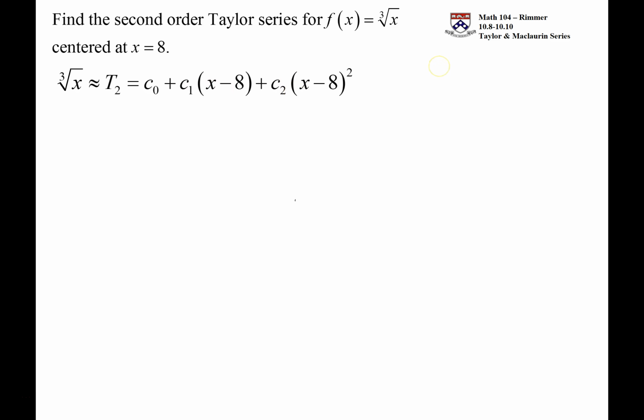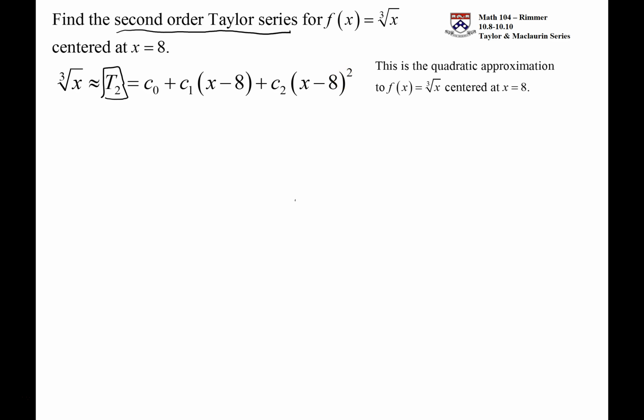We could keep going, but this particular question said second order Taylor series. Second order doesn't mean second term. What that means is a second order Taylor series takes you up to the x squared term and no higher terms on x. And so we would stop right here. The symbol for it is called T2, and it's the second order Taylor polynomial, and it's quadratic. In fact, this is a way to approximate the function.